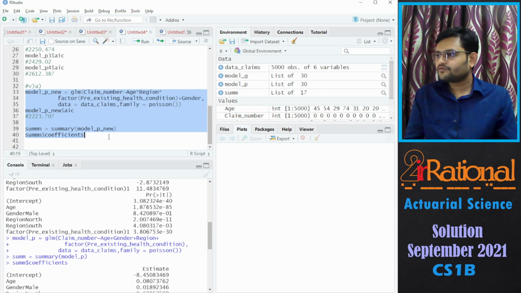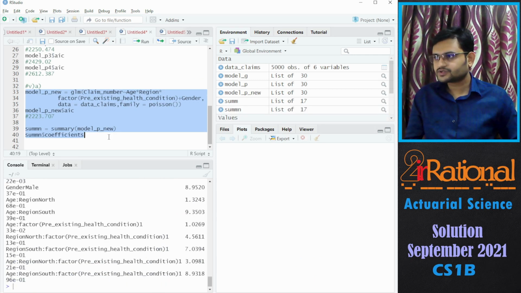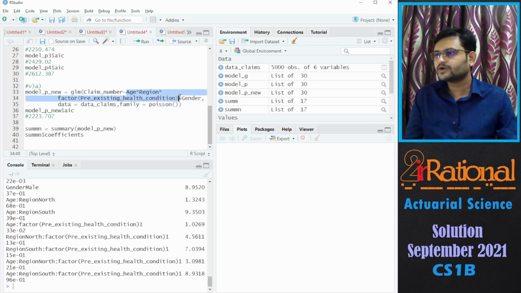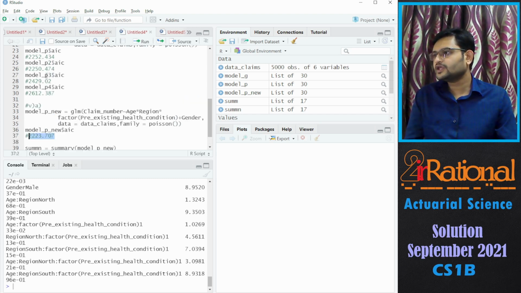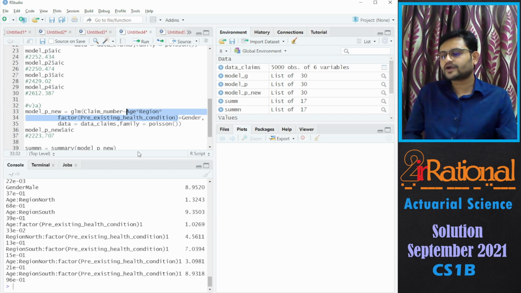So for part 5, we'll just run this. What I have taken is the star model between these three and then added just gender. So our AIC is definitely better than any of these models. Correct. So clearly we have a better model when we are taking the star model, or you can say all the interactions between age, region, and health condition.